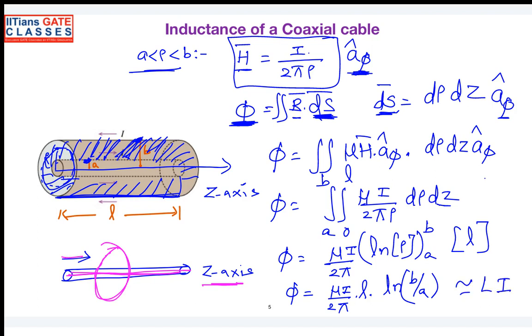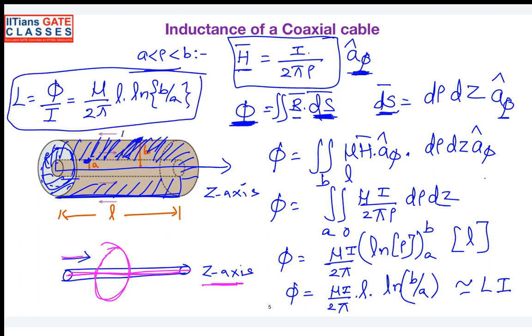So what is the inductance right now? You can define it as the flux divided by I, which is equal to mu by 2 pi into L into ln of B by A. So this is your equation for inductance in a coaxial cable. So did you understand the procedure? Is there anything you want me to explain again here?